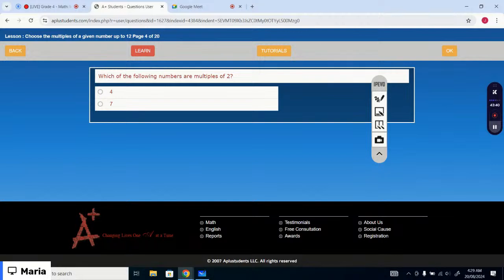Which of the following numbers are multiples of 2? Which is the correct option? That is 2 times 2 is 4. Option number 1 is the correct option.